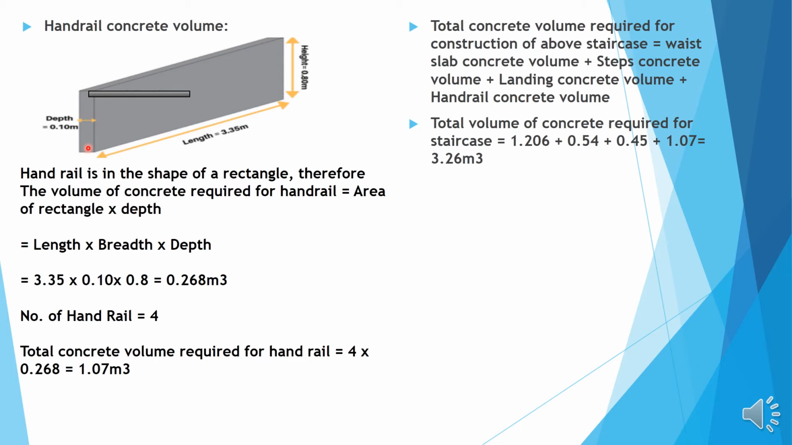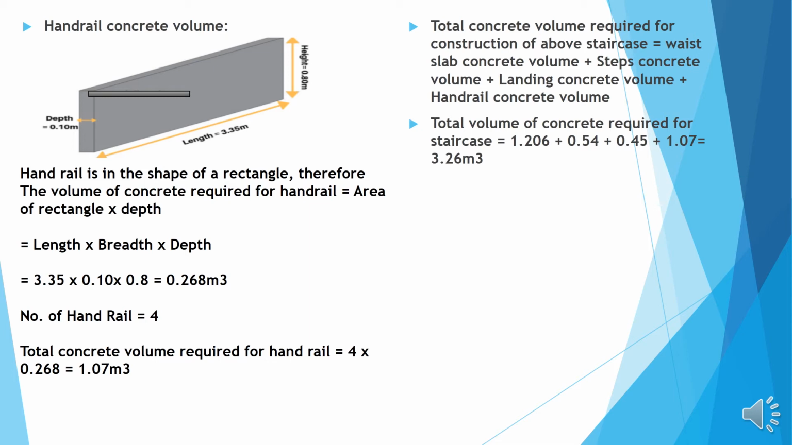Handrail concreting volume. The image will explain how the length will be 3.35, which has been shown in the earlier image. Height will be 800 mm. The depth, that is the thickness, will be 100 mm. Handrail is in the shape of a rectangle.